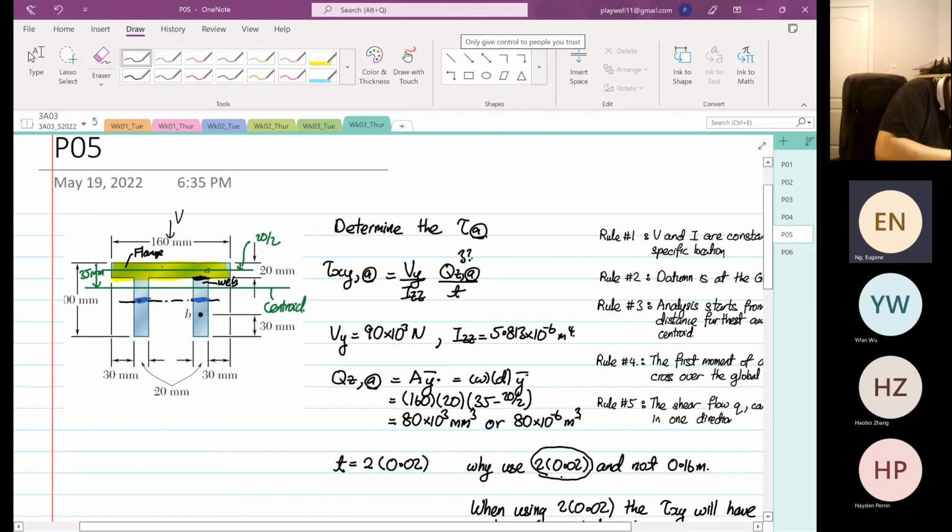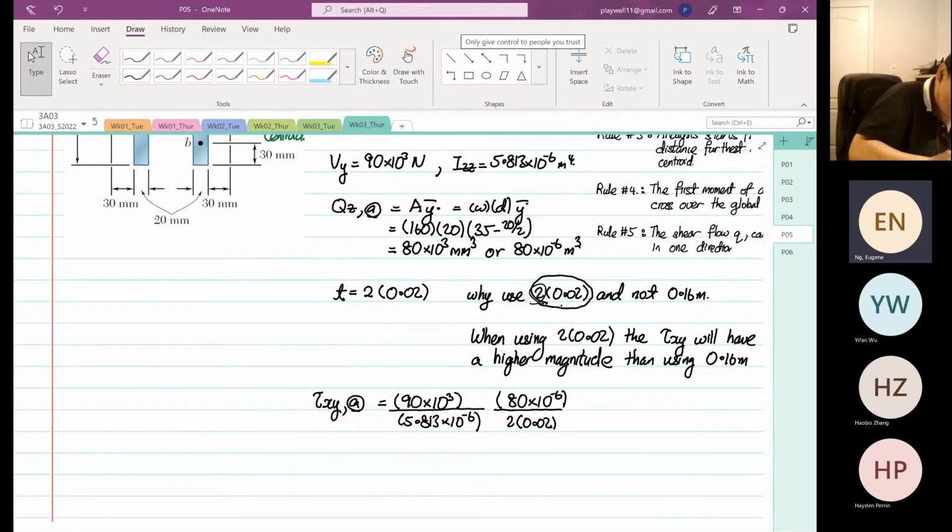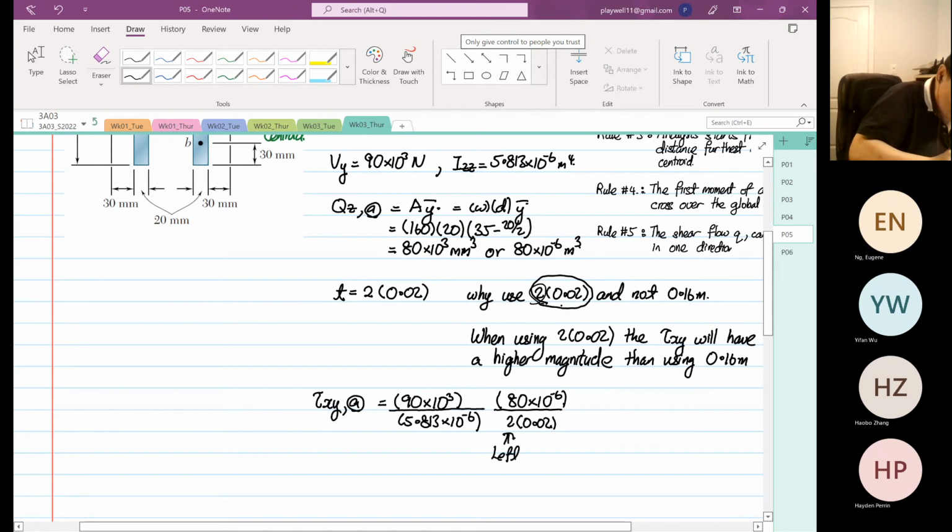The shear flow will go to left and right and then come down from here, right? So it splits between two of them. So that's why you consider twice the thickness of 0.02. I write down 0.02 because of the left and right webs.